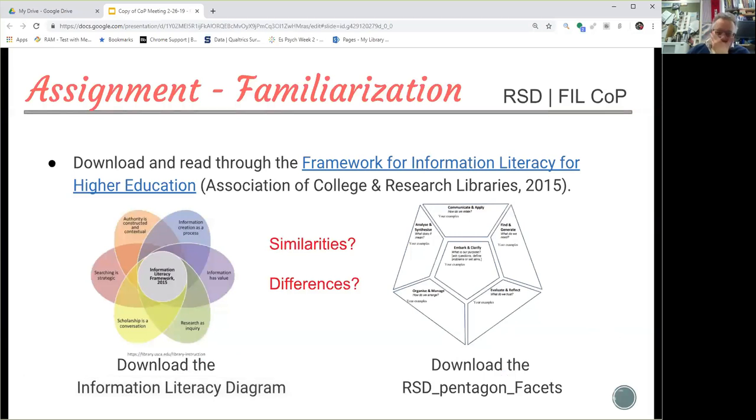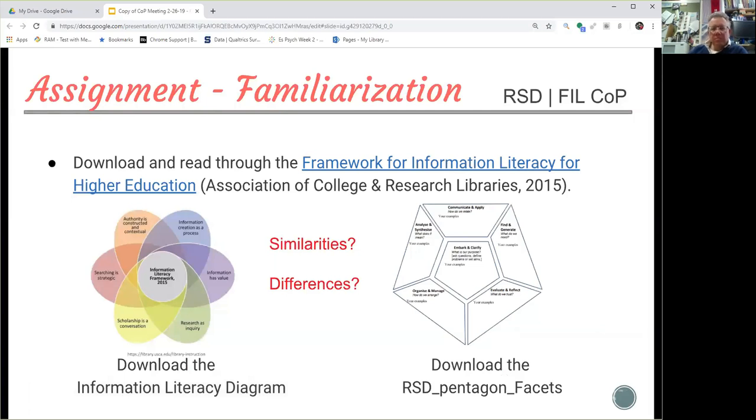The first thing I'm going to ask you to do is to go to the framework for information literacy for higher education. It's linked in the module. And just take a look at it. It will guide you through the basics of the different frames that they're looking at.